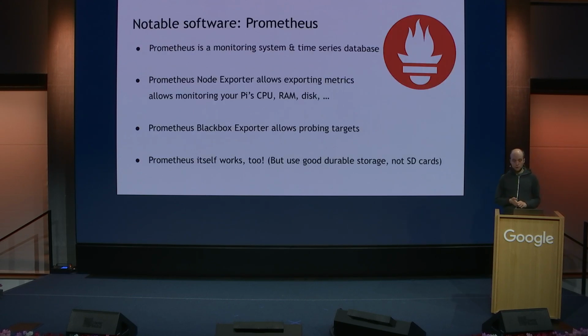One system you might have heard of is Prometheus. It is a monitoring system and time series database, and it's very popular in the cloud space, Kubernetes, etc. So probably you've come into contact with it, or you will. And it comes in many parts. So one part that you could, for example, install on your gokrazy device is the Prometheus node exporter. This allows exporting metrics, and it allows you to monitor your Pi's CPU usage, the available RAM, the free disk space, all these sorts of basic system statistics.